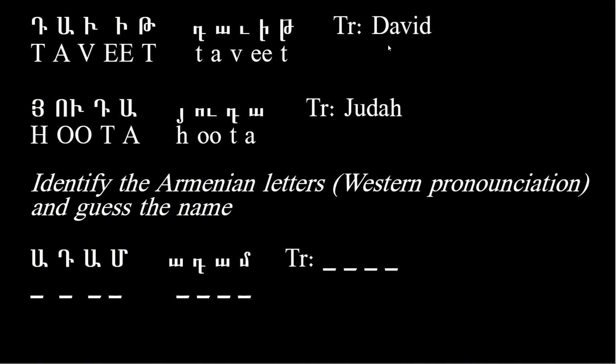Again, for the hint, notice how with the name David, which starts with a D sound, for Western Armenian we use the T sound. And then the name Judah, the D is replaced with a T sound. So pause the video and I'll show the solution in 3, 2, 1. Atam. Atam, which translates to Adam.